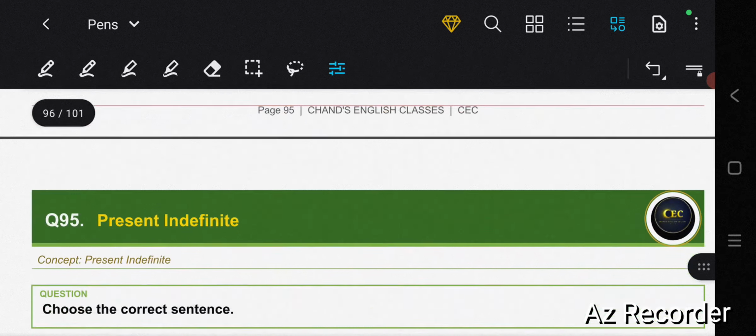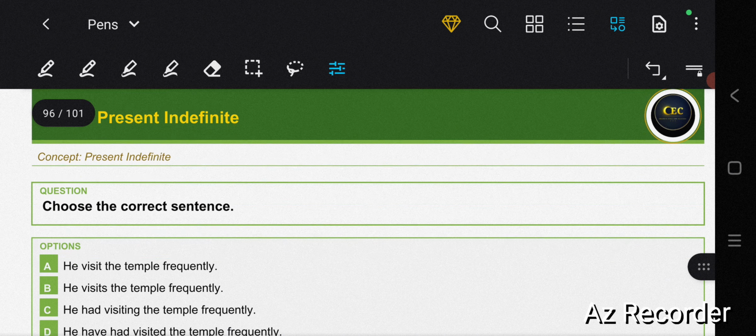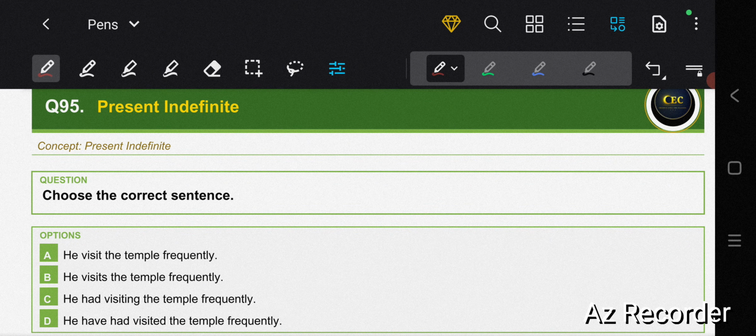Question number 95. Present indefinite. So we have to find out the present indefinite. Okay, "had visiting". This is not of the present.